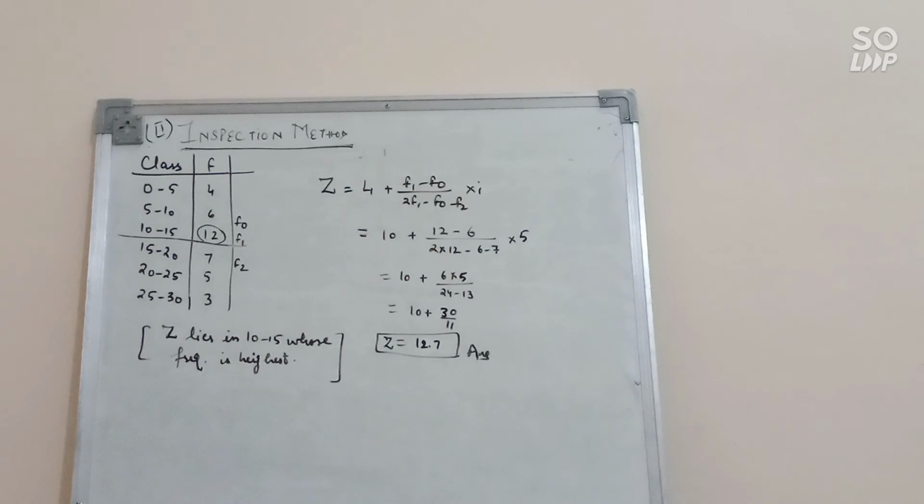Clear? Next is mid value. If mid value is given, then you need to first convert it into the classes and then you will apply the formula. Then you will calculate mode. And if cumulative frequency is given, you will convert the cumulative frequency, that is less than or more than, into simple exclusive series and then you will calculate mode.